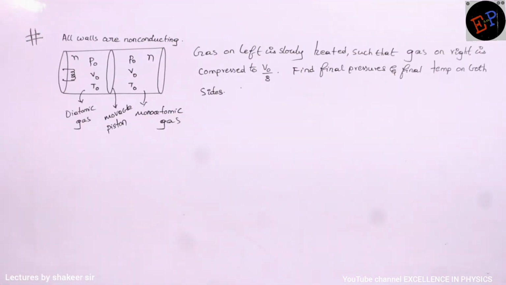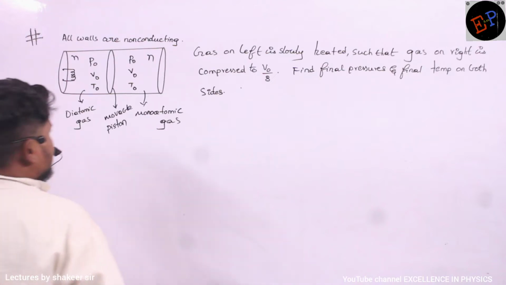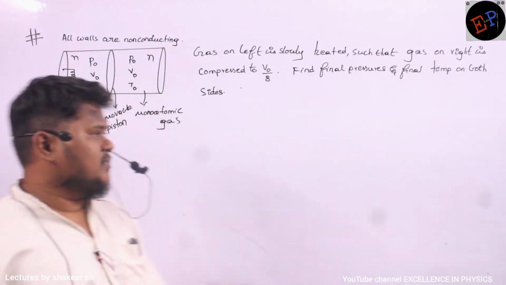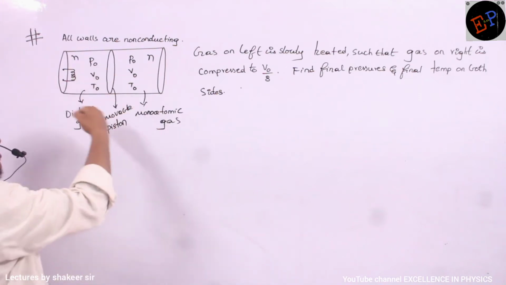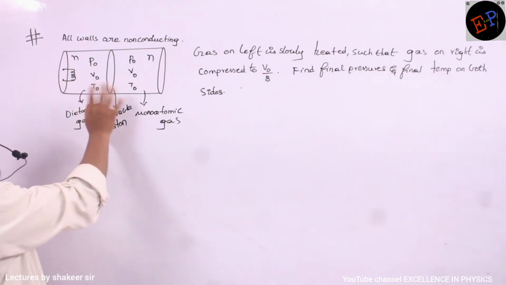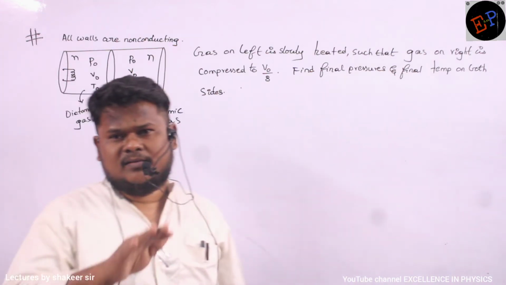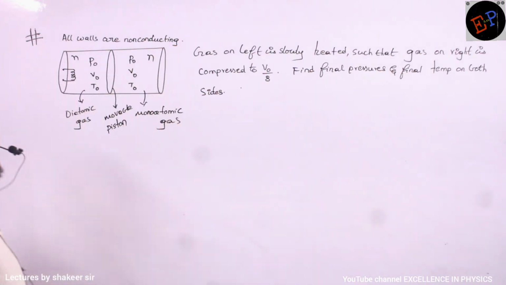Okay, students, now let's see this problem. So this is the given question. This is a cylindrical container in which there is a piston which is present exactly at the middle. This piston is a movable piston. And all the walls are non-conducting. It means all the walls are adiabatic walls. Are you able to understand?